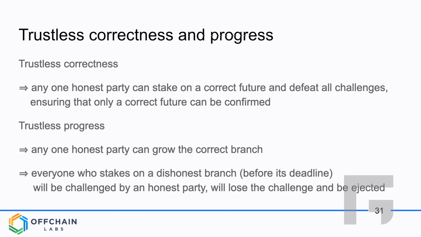Also, trustless progress. Malicious parties cannot stop progress. They can't stop the building out of the correct chain. They can't stop themselves from getting killed off in disputes, and so they can't stop the confirmation of correct nodes. So any one honest guy can force progress.